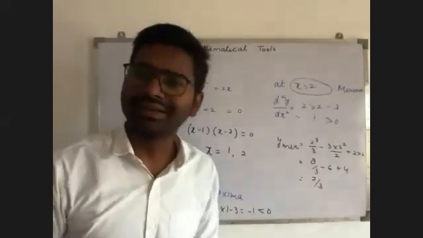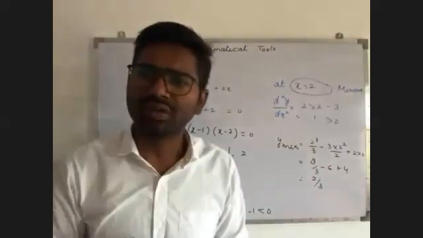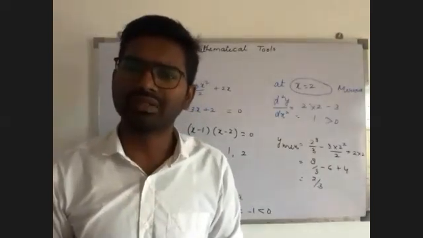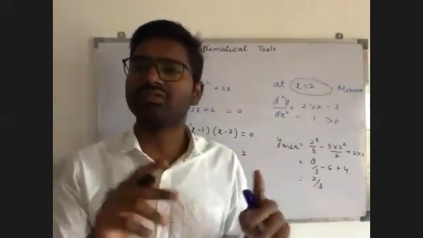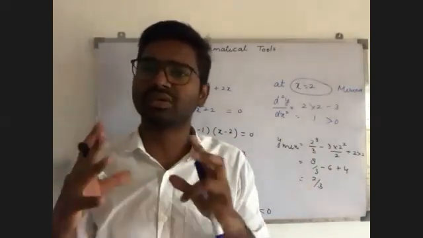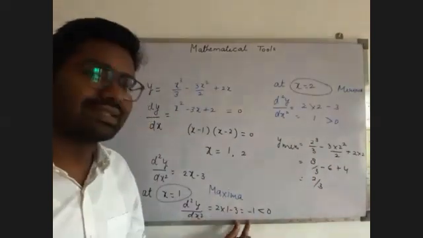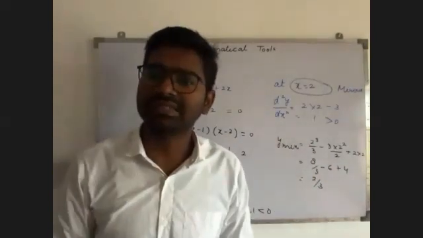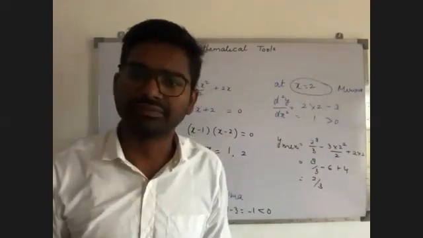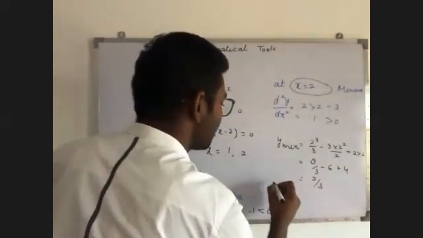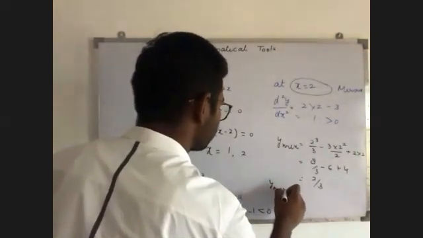Guys, if both are less than 0, then both points are going to have minima. Don't worry about it. Just stick to the formulas and the steps, the concepts I told you. If d2y over dx square is less than 0, then it will be a point of maxima, otherwise minima. So can I say that this is y minimum, y max?